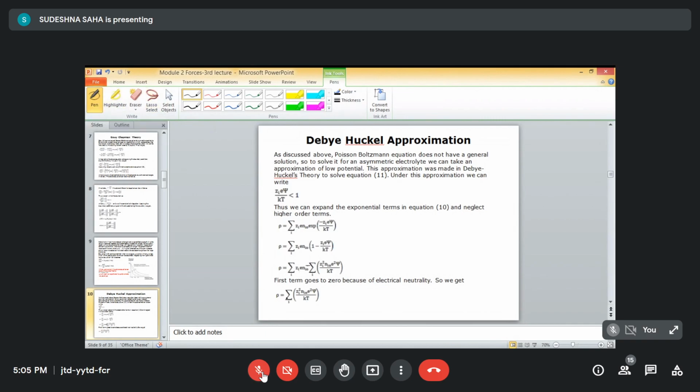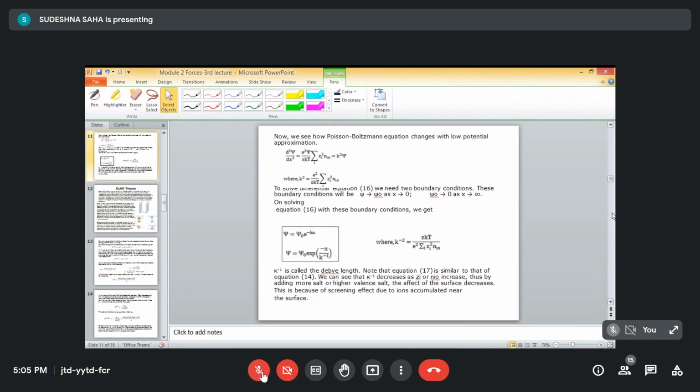And so you can write rho equals summation of i, Zi squared Ni naught e squared psi divided by kT. Now, if you put that value into the Poisson-Boltzmann equation, you will obtain d2psi/dx squared equals e squared psi divided by epsilon kT summation of Zi squared Ni naught, which will be equals to kappa squared into psi, where kappa squared is nothing but e squared divided by epsilon kT summation of Zi squared Ni naught.